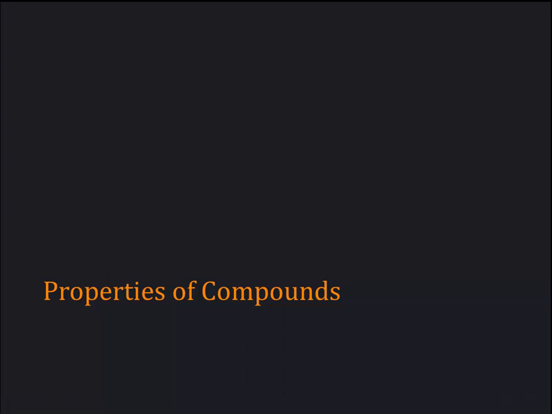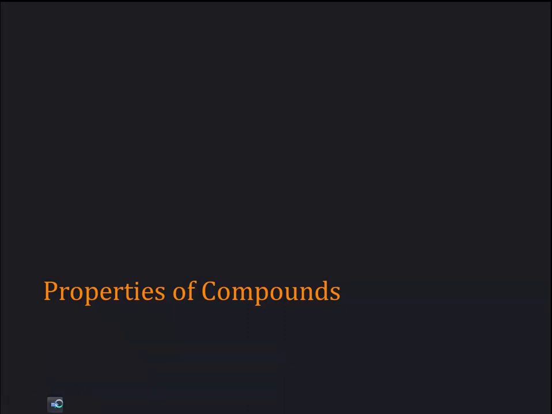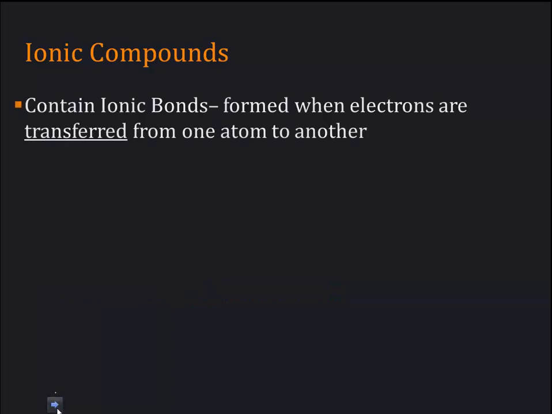In lab, you looked at several compounds, ionic compounds and molecular compounds, and you noticed some properties of both. Hopefully what you noticed was that every single ionic compound you looked at happened to be solid. And that's actually due to an innate property of ionic compounds.